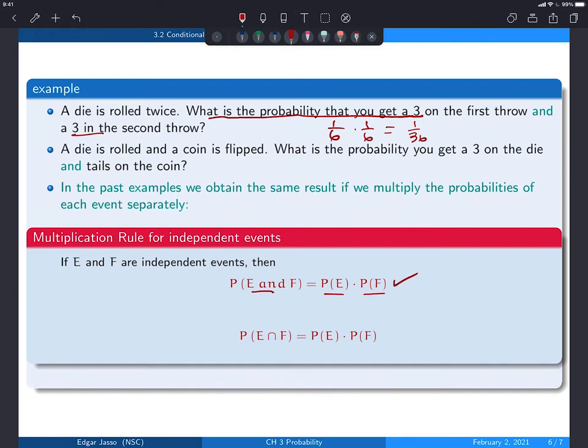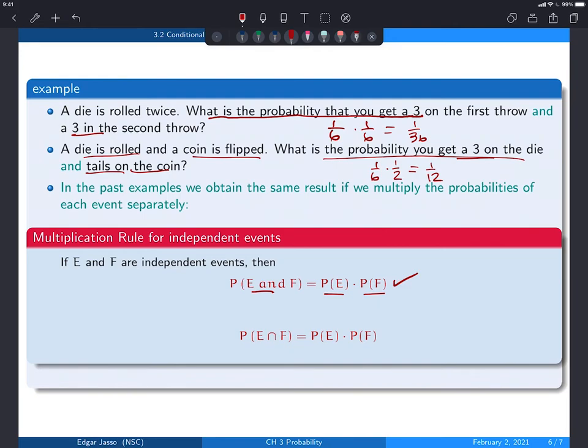The second time I throw the die, it's independent from the first time I throw the die, and I can just multiply the probabilities. So now if the die is rolled and the coin is flipped, what's the probability that you get a 3 on the die and tails on the coin? Well, a 3 on the die is 1/6, tails on the coin is 1/2, so you just get 1/12. So you multiply the probabilities because the events are independent.